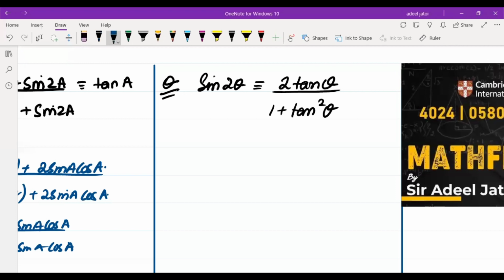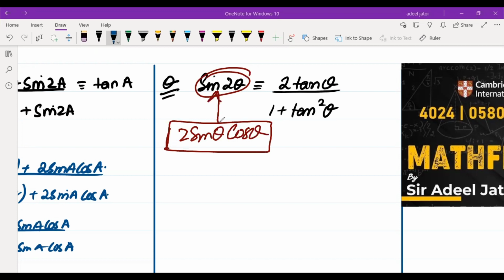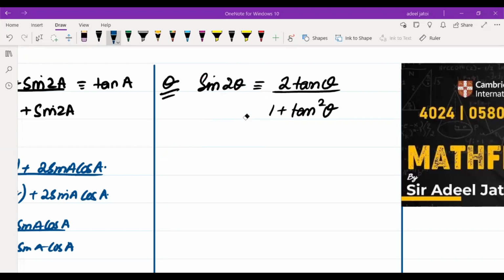So here's another example. If you just open sin 2 theta, it is 2 sin theta cos theta. Now at this point, this thing will be blocked and you will not be able to reach the right hand side. So what we do is we try to open the right hand side towards the left. So this should be 2 tan theta divided by 1 plus tan square theta.